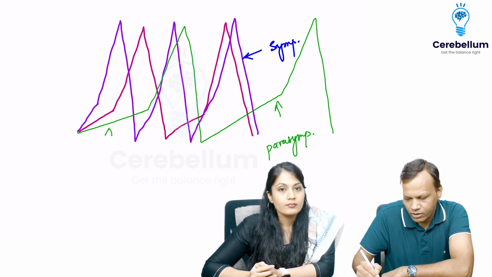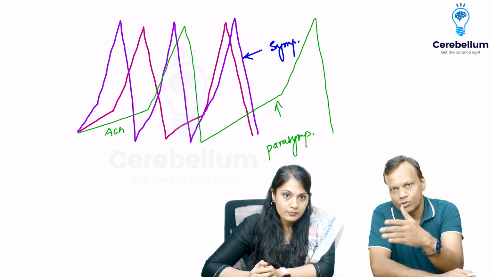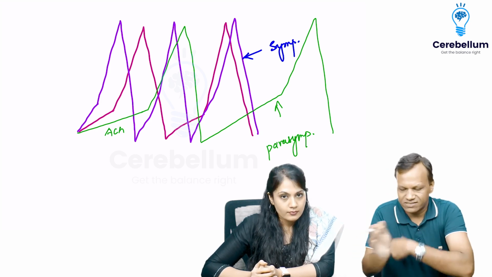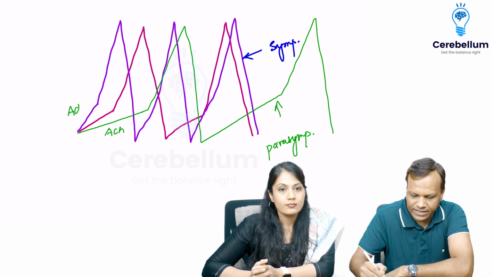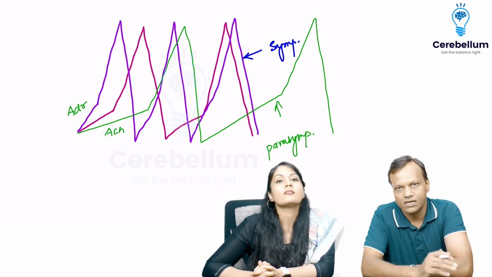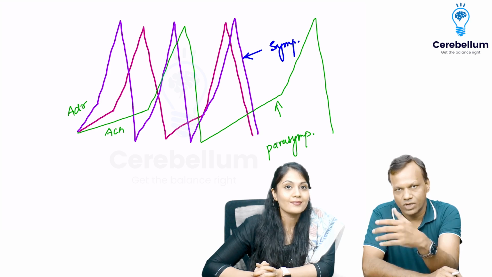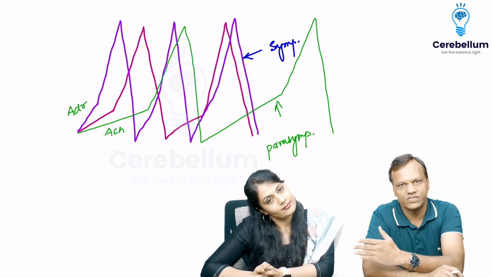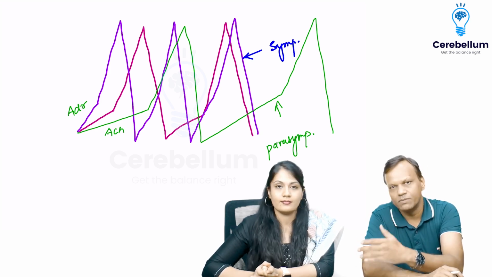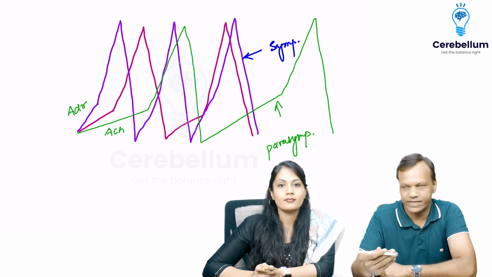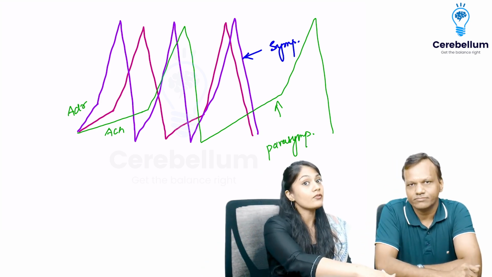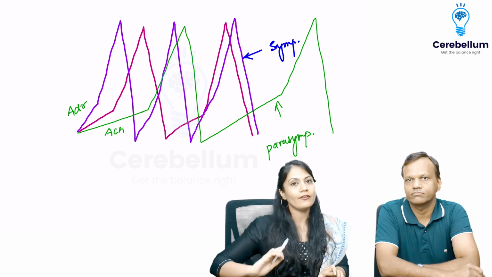So acetylcholine or the parasympathetic system is going to decrease the slope of this, whereas the sympathetic system, like adrenaline, is going to increase the slope of this. So that was the question asked, how does acetylcholine cause bradycardia? The answer is, it decreases the slope of phase 4 depolarization, and that's why more time will be taken. So heart rate decreases.